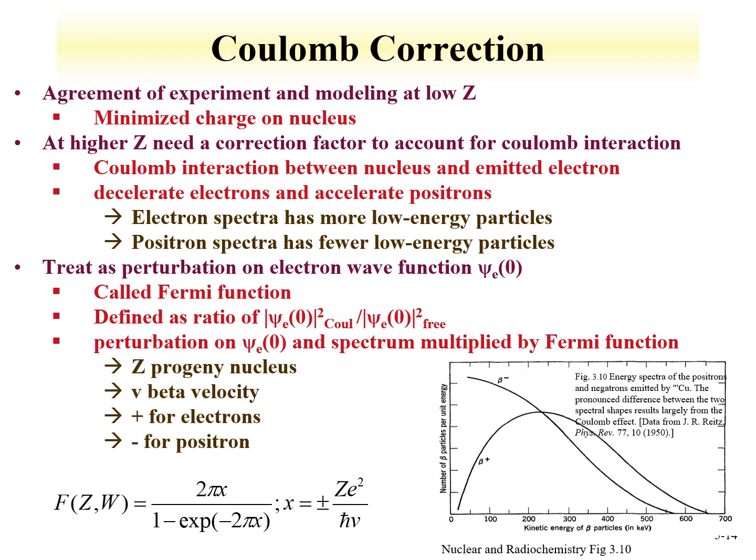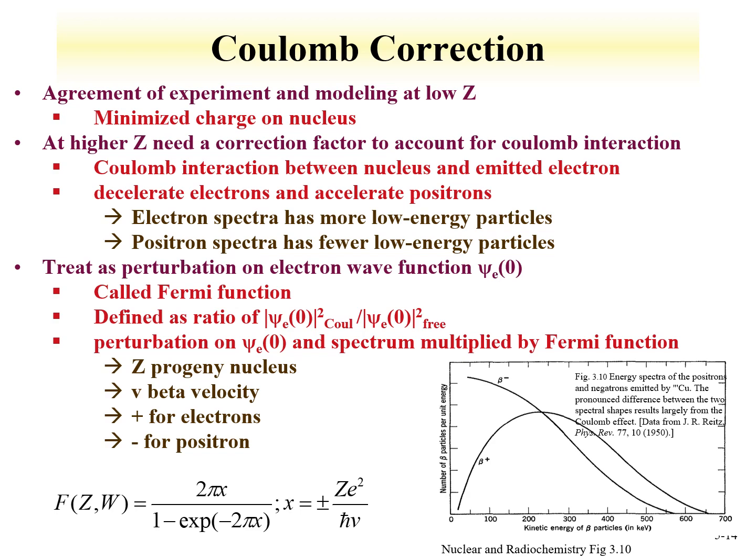This Coulomb correction, as we already discussed: at low Z, there really isn't as large of a Coulomb perturbation on the behavior of the emitted particle. However, at higher Z, this effect needs to be taken into account. And what we generally see is the electron spectra has more low-energy particles, as shown here. The positron spectra has fewer low-energy particles, or more high-energy particles. If you think about this, it's because I have a positive positron being accelerated away from a positive nuclear charge. Now I can treat this Coulomb correction as a perturbation.